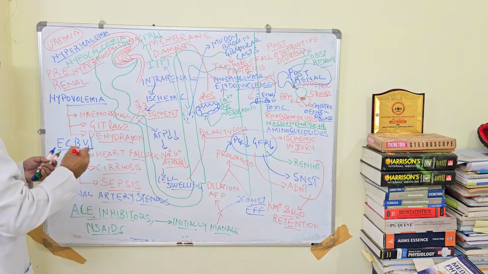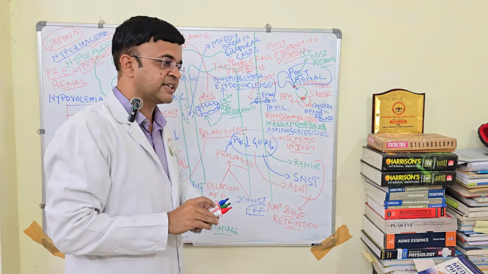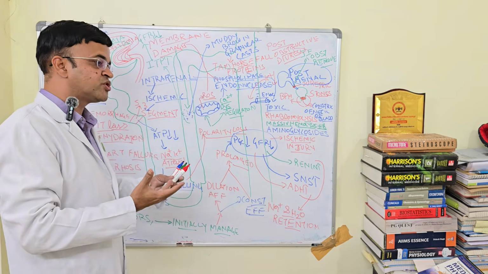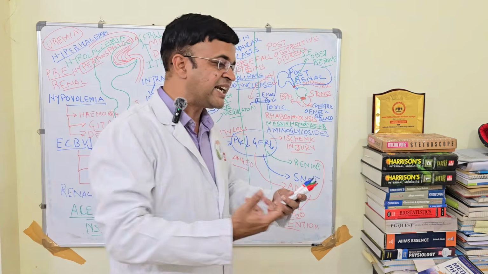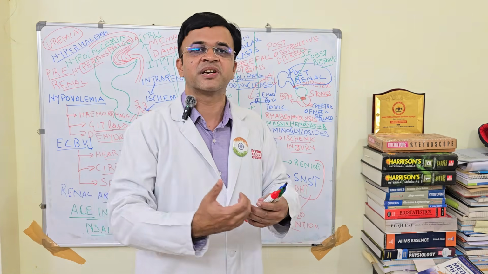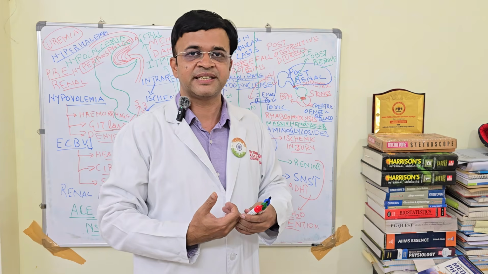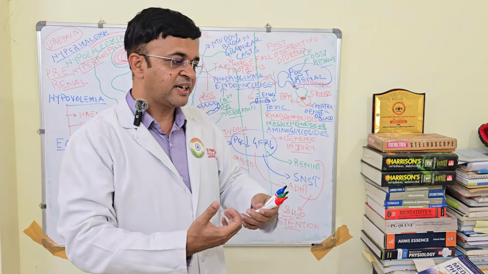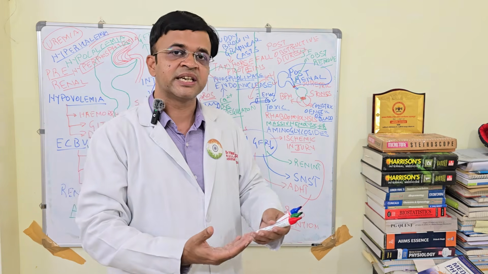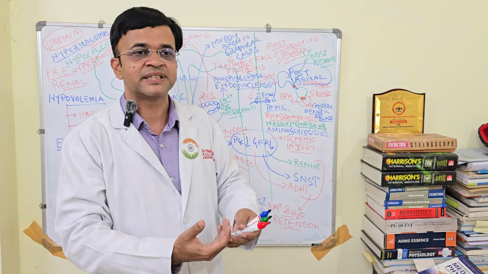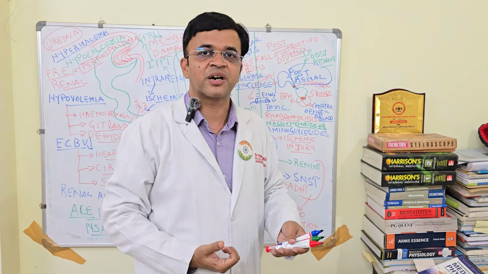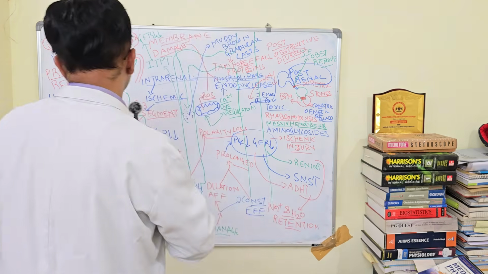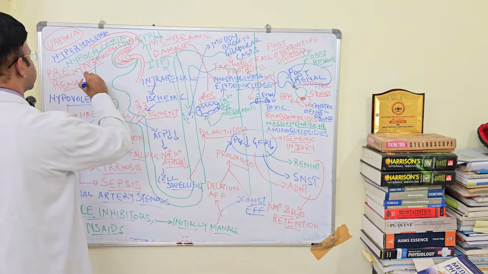And of course you will have acidosis. One of the main jobs of the kidney is to secrete out the excess H plus ions. Since your kidney is hypofunctioning, this function will get impaired. H plus won't be secreted out, and this will lead to acidosis.